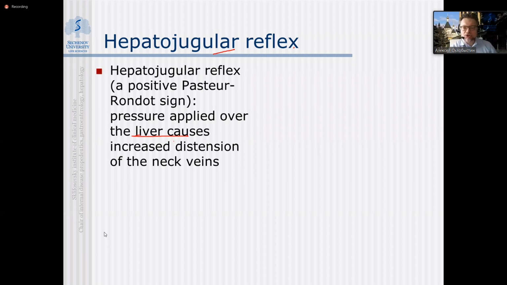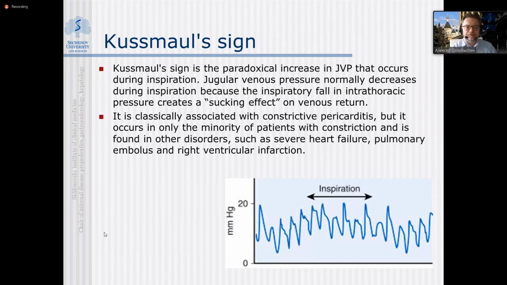It's just pressure over the right hypochondriac area, over the liver area, by one of your palms. And at that time, you should see what will happen to the jugular veins. If you see engorgement of the veins that was absent, or more intensive engorgement, it is considered positive. So positive Pasteur-Rondeau sign is overfilling or increasing distension after pressure over the liver area.